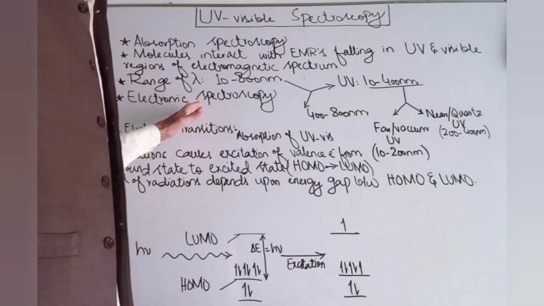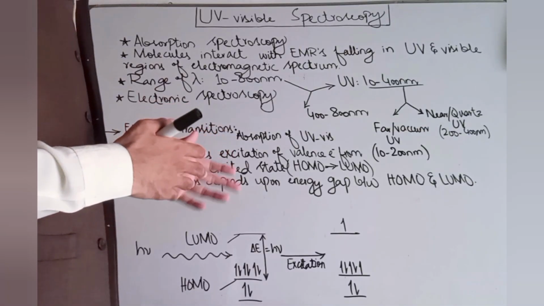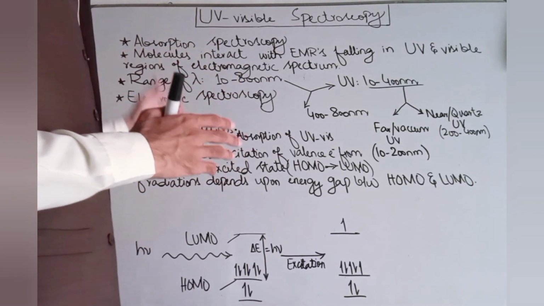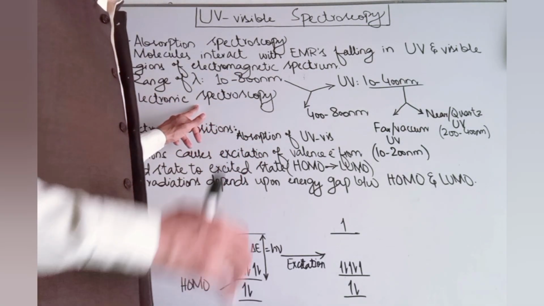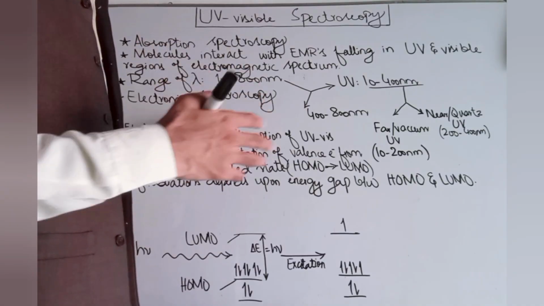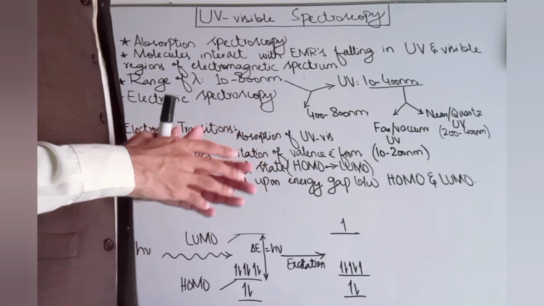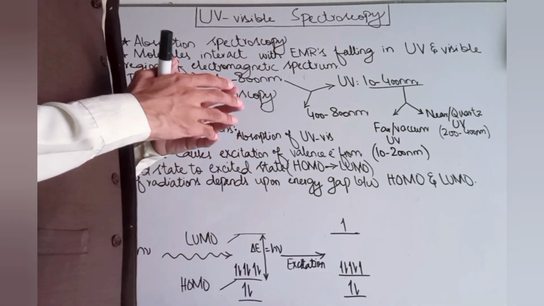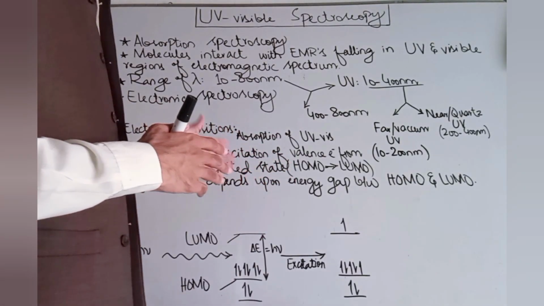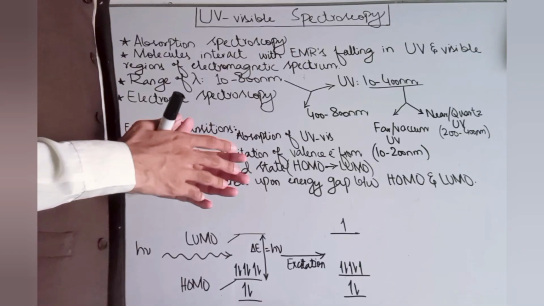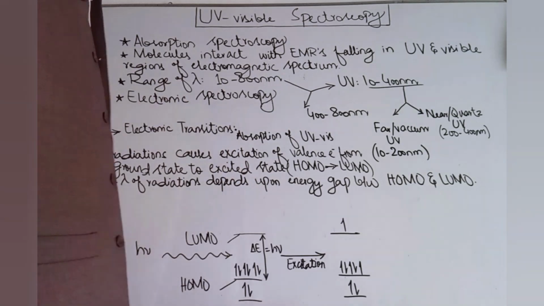And UV visible spectroscopy is also known as electronic spectroscopy. Why is it known as electronic spectroscopy? Because the absorption of UV visible radiations by the molecule leads to the excitation or the transition within the electronic energy levels. In a previous lecture, we talked about the molecular energy levels, and we learned that an isolated molecule is associated with a large number of energy levels. Among the various molecular energy levels, one is the electronic energy levels, between which the electrons are transited from the ground to the excited state.